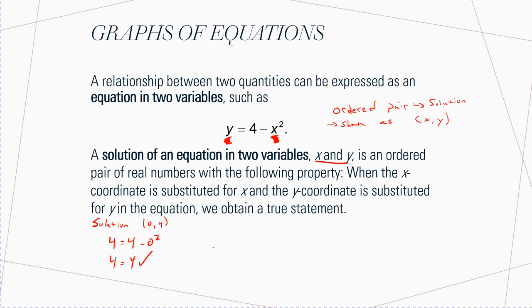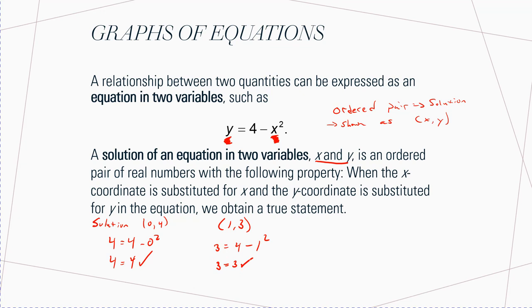Let me show you another one. Another solution might be the ordered pair 1, 3. When I plug 3 in for y and 1 in for x, I get a true statement, right? So 1 squared is 1, 4 minus 1 is 3.